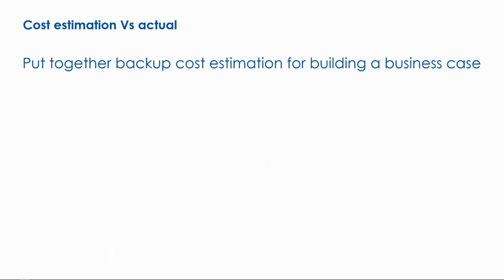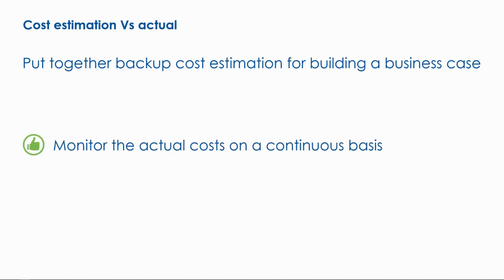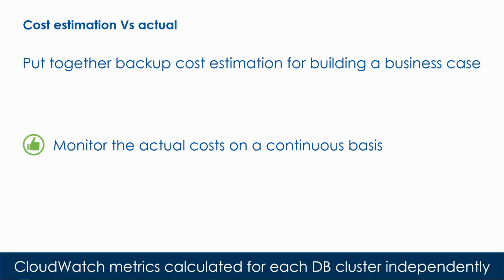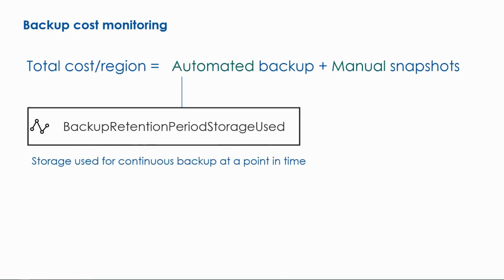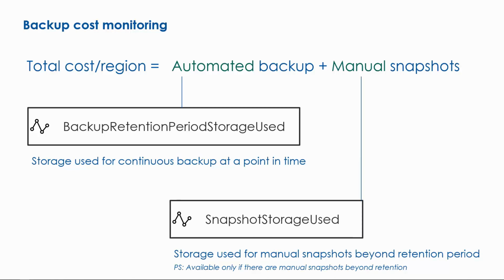Keep in mind that it is okay to estimate the cost of backup for building a business case for Aurora, but as a best practice, it is suggested that users monitor the actual cost of backup storage on a continuous basis. And for that, Aurora provides CloudWatch metrics that are calculated independently on a per region basis. The CloudWatch metric, backup retention period storage used, holds the amount of storage used for continuous backup at a point in time. The snapshot storage used metric provides information on the storage used for manual snapshots beyond the retention period.